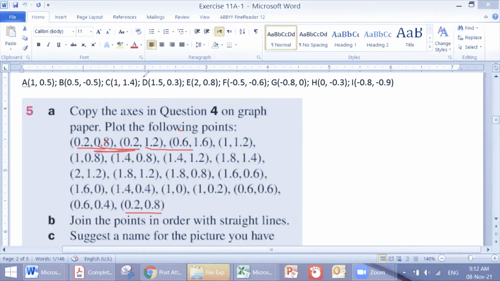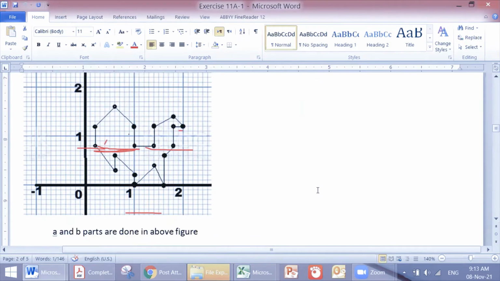Okay, if you have the graph paper, otherwise you can download one from the internet and you can use the paint tool. Same as me, I have done it on the paint tool. I downloaded it from the internet, and I did this question on the paint tool. If you don't have one, but it is better that you have your graph paper with you.